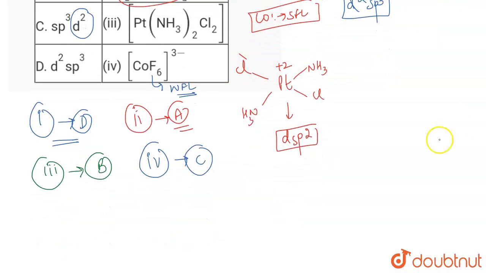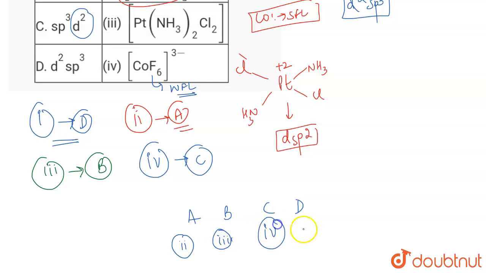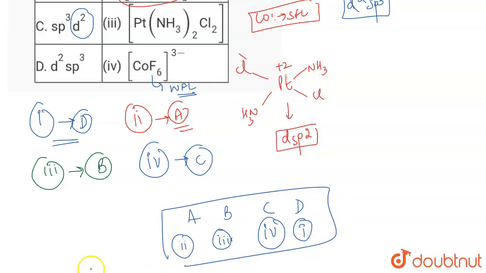So if we talk about the correct match, we can write it like this: A, B, C, and D. A matches with second, B matches with third, C matches with 4, and D matches with 1. So this is the correct match and the correct answer for the question.